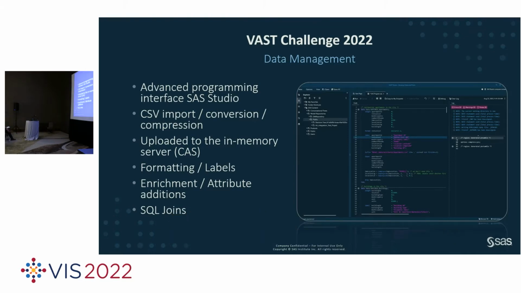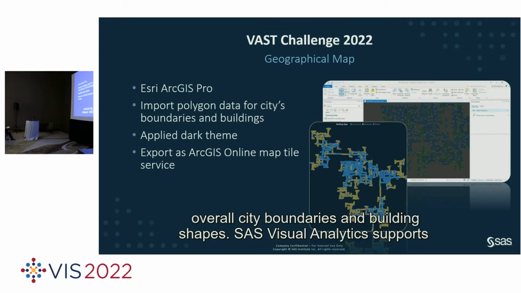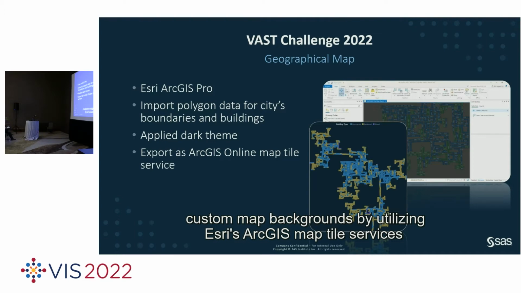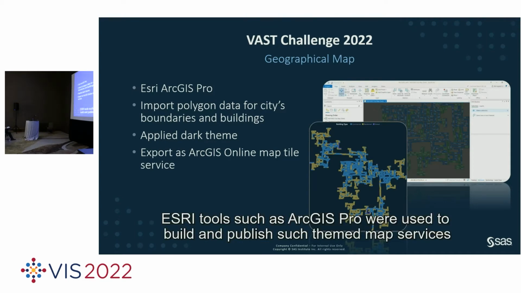The team was provided with a set of polygon datasets describing the overall city boundaries and building shapes. SAS Visual Analytics supports custom map backgrounds by utilizing Esri's ArcGIS map tile services. Esri tools such as ArcGIS Pro were used to build and publish such themed map services.